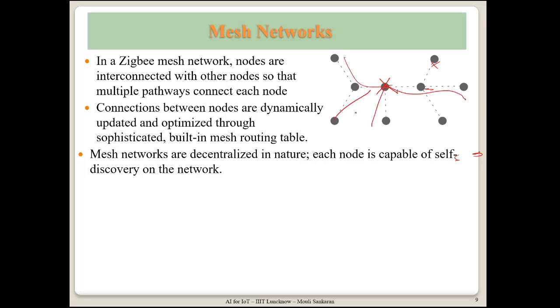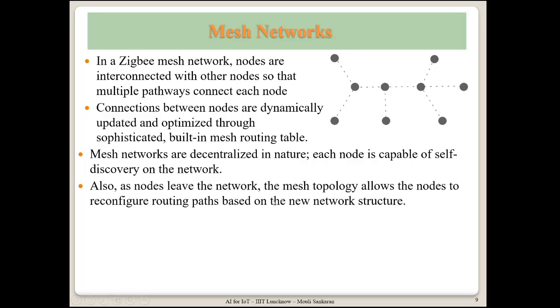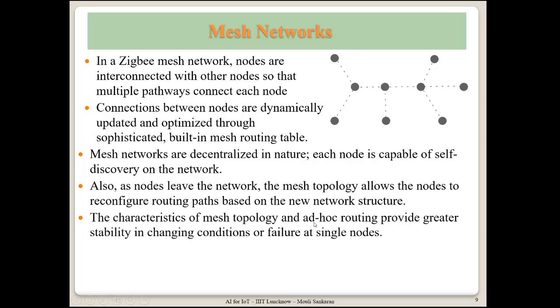That's why it is meant for harsh industrial environments where devices can go out of reach. You should be able to survive there. Anything can leave the network and it can still communicate. It is ad hoc routing provided. They provide greater stability. With ad hoc routing, even if one node goes off the mesh, it will still be communicating.